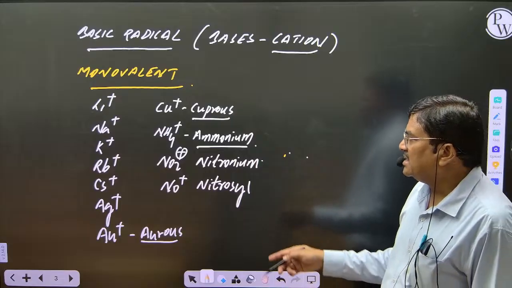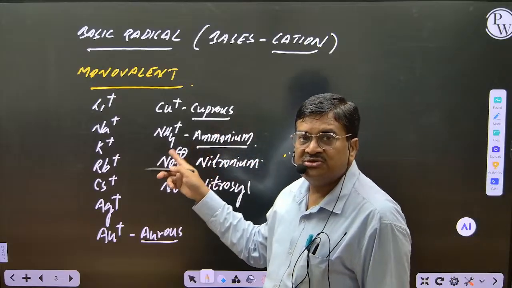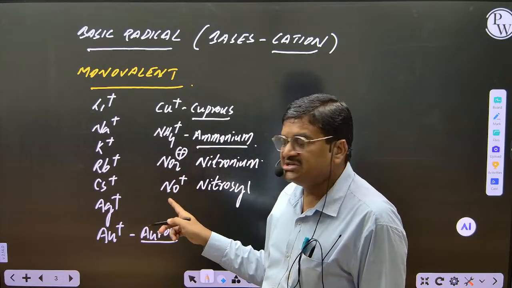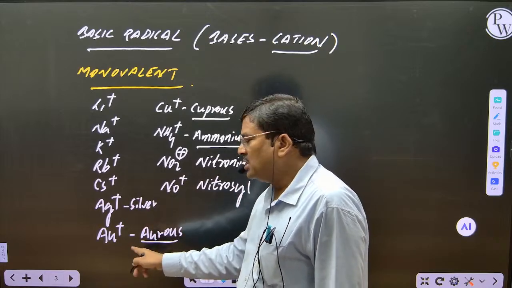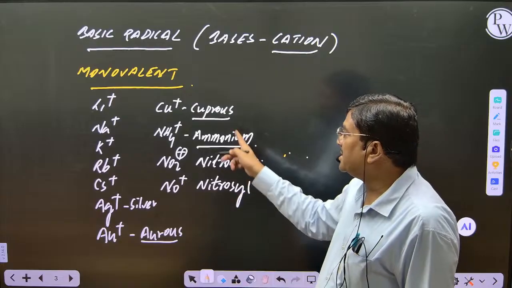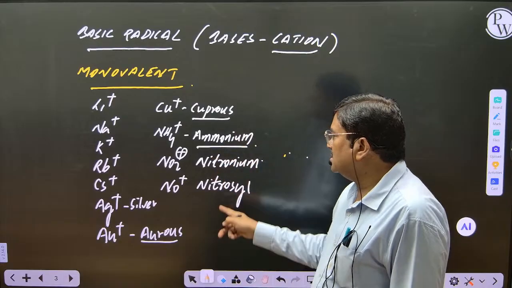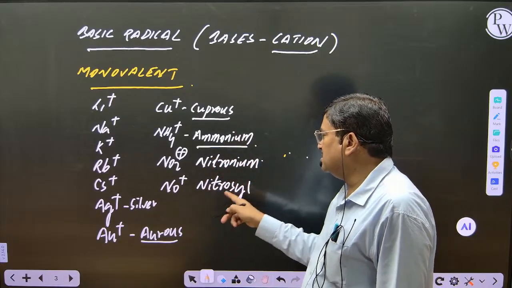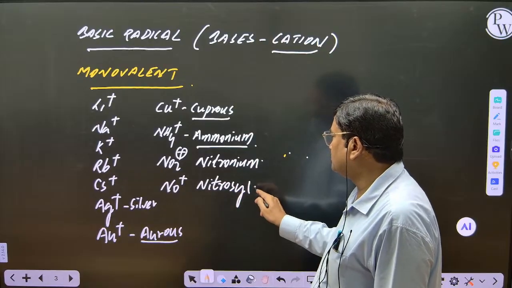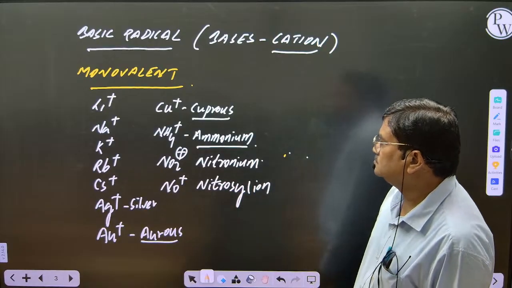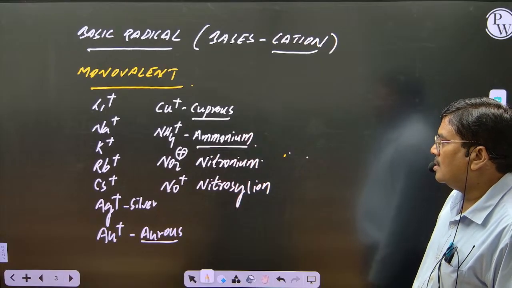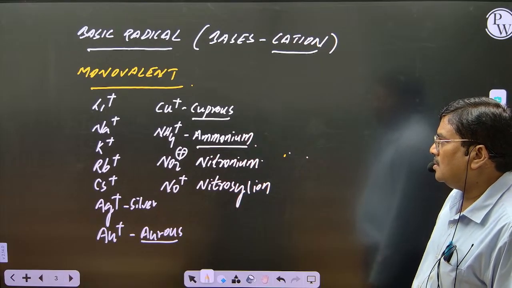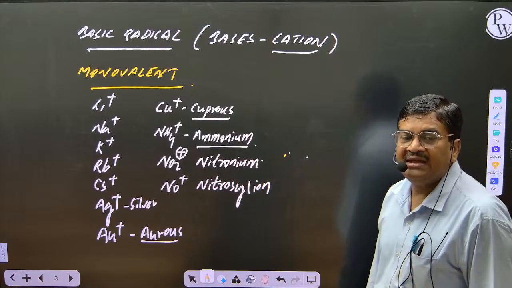All these cations you have to remember. Lithium, sodium, potassium, rubidium, cesium, silver. This is silver ion. And Au is gold, Aurus ion, cuprous ion, ammonium ion. This is important. Nitronium ion. This is nitrosyl ion. These are all monovalent cations.